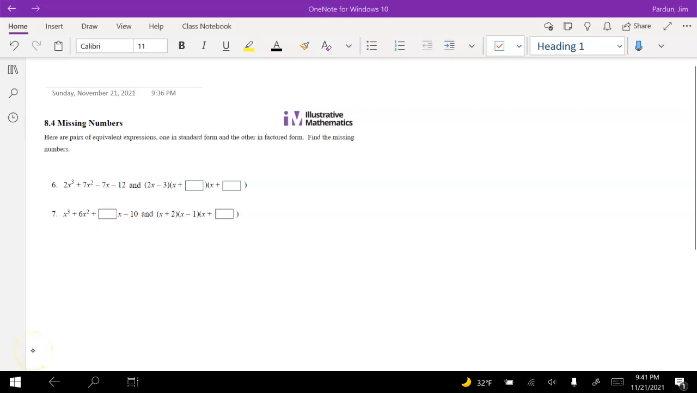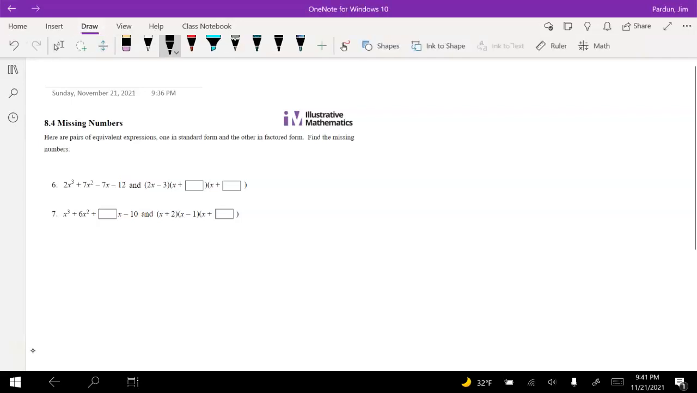I had a student ask me about questions number 6 and 7 from the 8.4 activity. So I figured I would do question number 6 with all of you, and that might help you get to a point where you can do question number 7. It's definitely an interesting problem in the sense that they gave us a cubic polynomial, but they only gave us one factor, which is 2x minus 3.